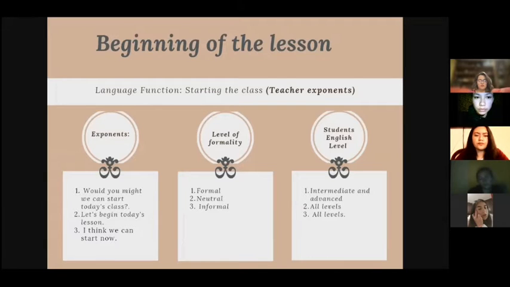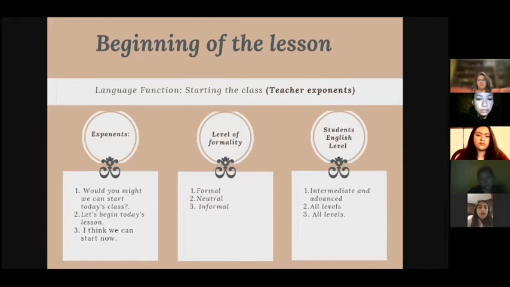Okay, to continue with beginning of the lesson, language function, starting the class. There are 3 exponents. First, will you mind we can start today's class? The level of formality is formal. The student's English level is intermediate and advanced.